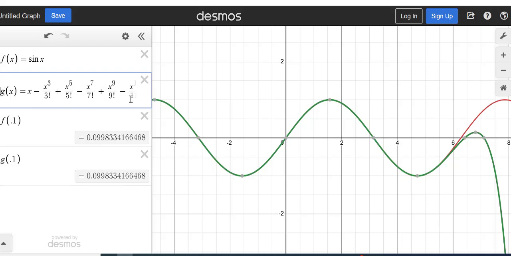Now keep in mind, the actual Maclaurin series has an infinite number of terms. Well, what I hope you see here is if I just look at one cycle for sine of x, 0 to 2 pi, these curves are really, really close together. And if I turn off the green, you can see the red, right? So here's sine of x. Here's my Maclaurin series representing sine of x. Look at f of 0.1 and g of 0.1 now. They are accurate all the way out, however many decimals this shows me.